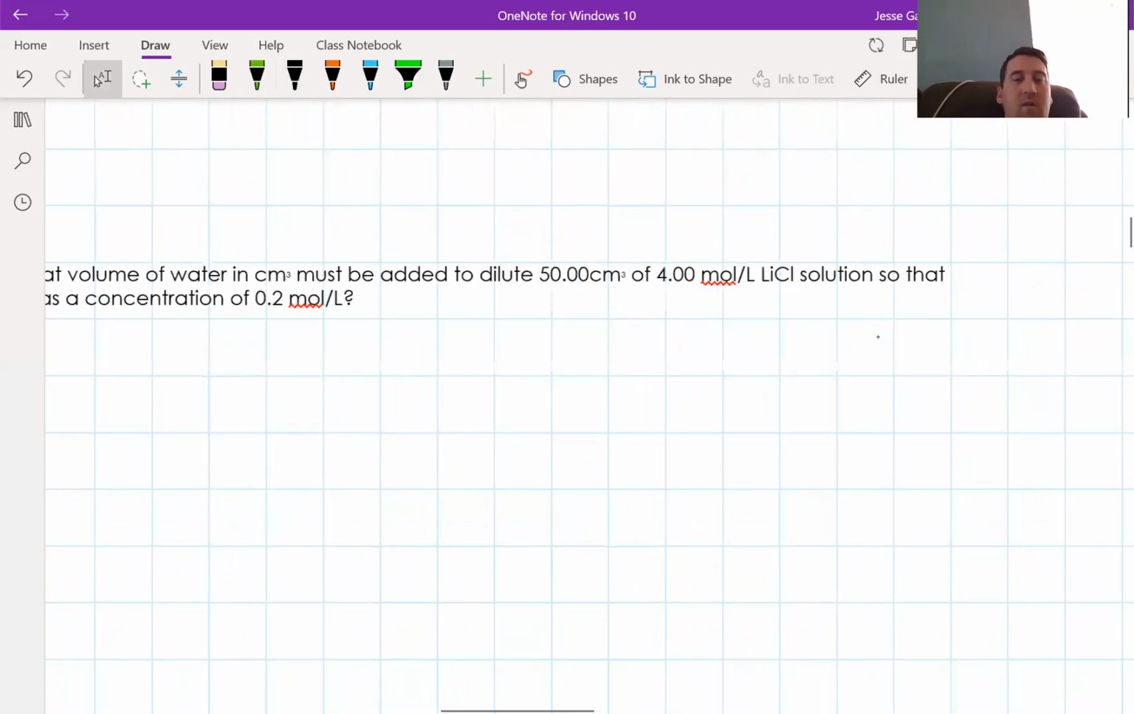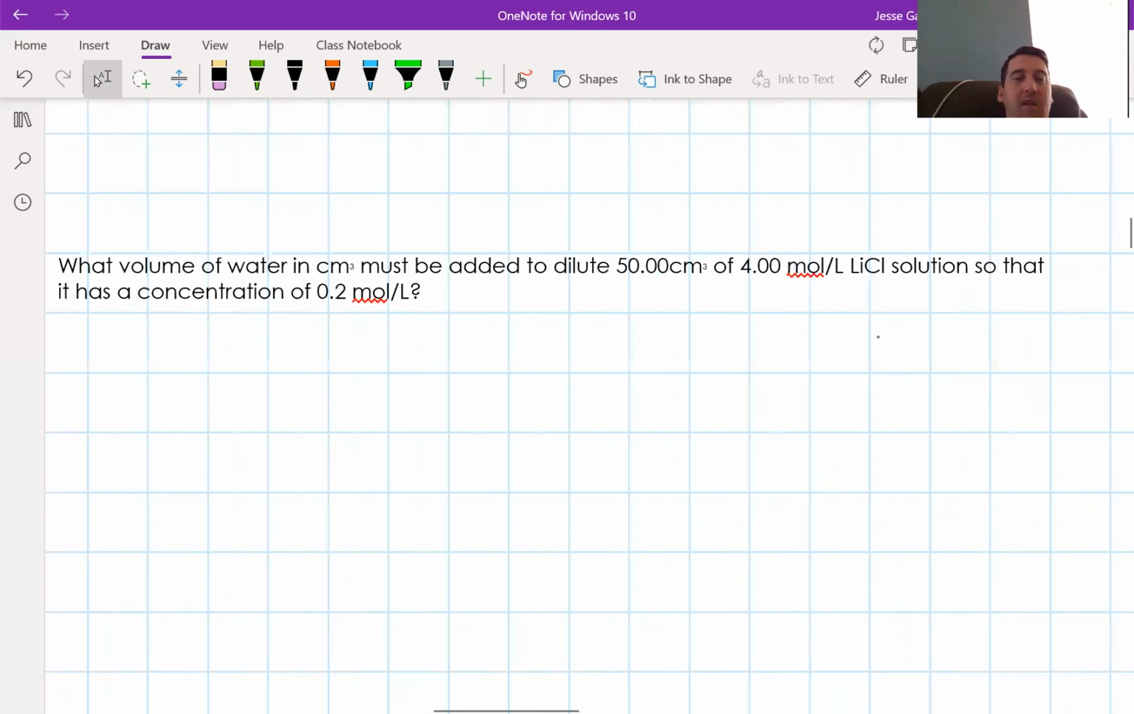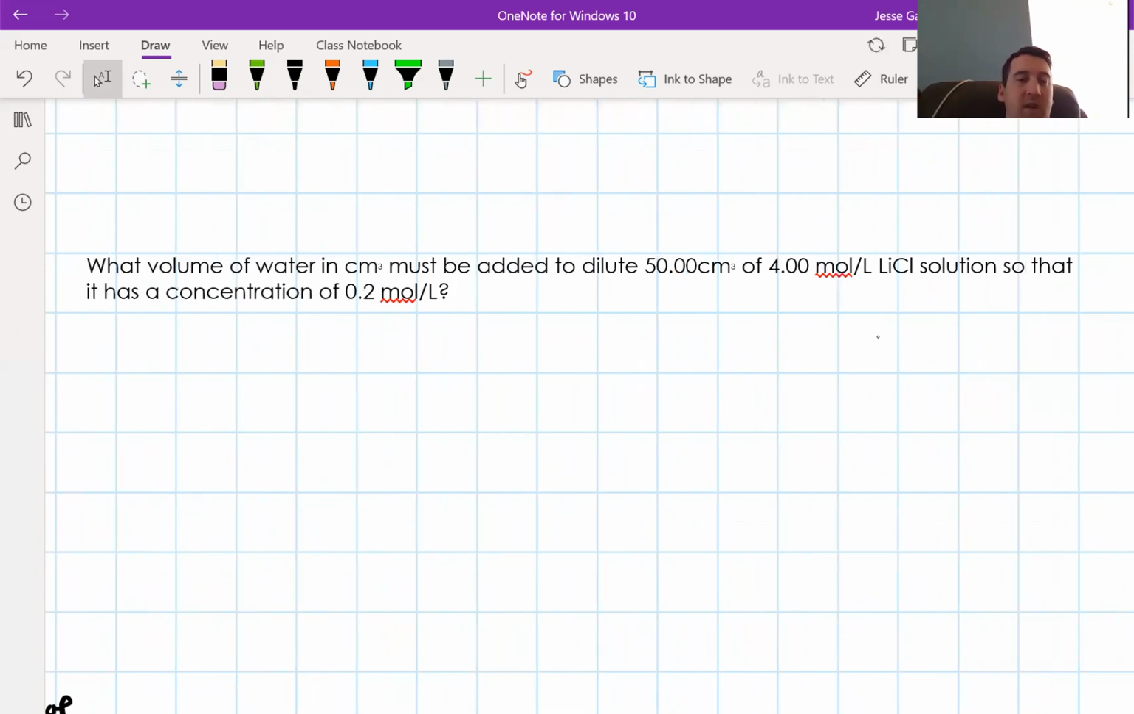Right. I'm going to let you have a go at this one. Start off by labeling the stuff in the question, please. Pause the video and do that now. Once you have that done, write down the equation and rearrange it for the variable that you want, please. Make the variable you want to find the subject. Pause the video, do that now.